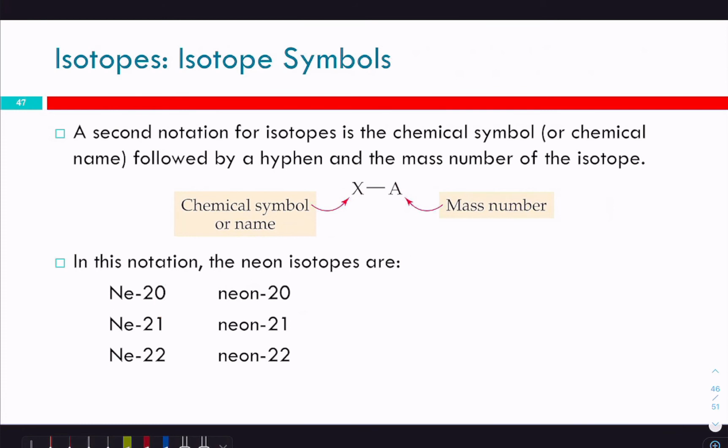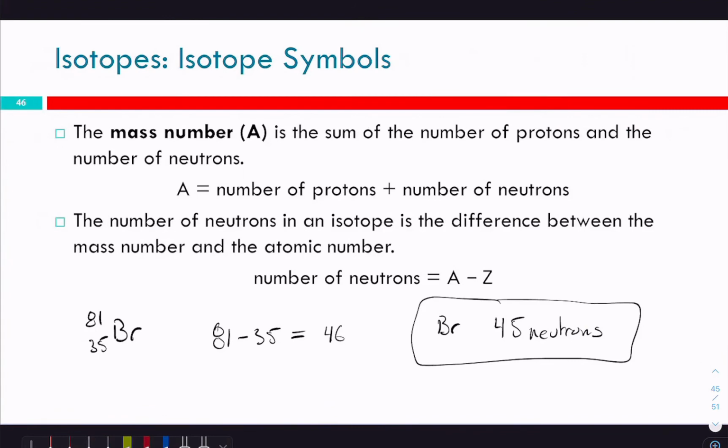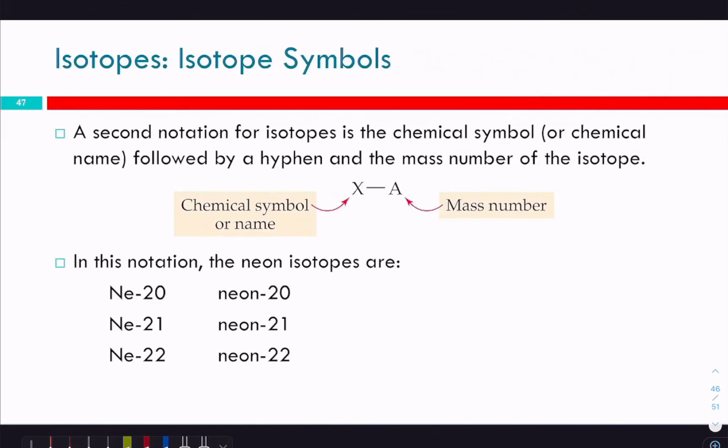So in this notation, it's neon dash 20, so that means the mass number is 20. We can figure out neon has 10 protons, so there must be 10 neutrons. So I could ask the same questions that I asked like here, right? How many neutrons does this have? But written out like this. Say neon 22, how many neutrons? And it would be the same: mass number minus the atomic number gives you the number of neutrons.